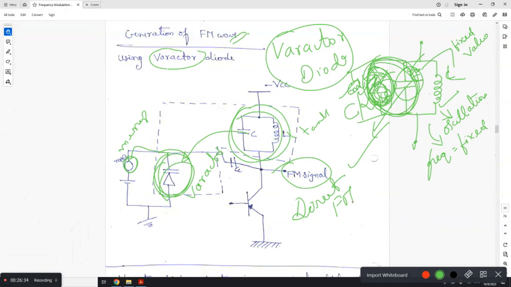So there's a drawback with this type of circuit. These capacitors and inductors will create a lot of noise. This component itself will generate a lot of noise, right? That's why these types of FM modulators are not good whenever you have a highly noisy environment. That's why this is not popularly used, but this is the way we can generate an FM wave.